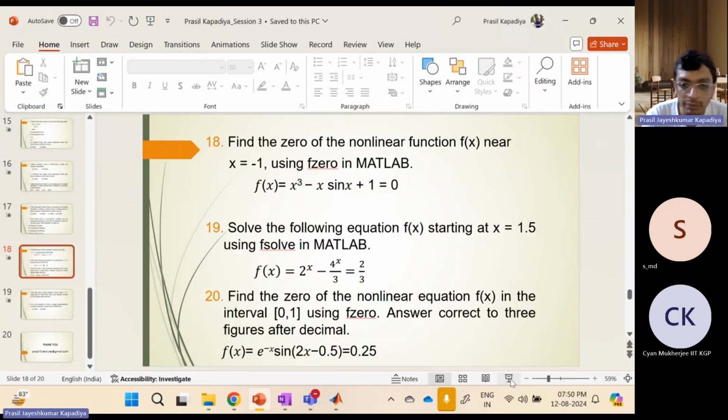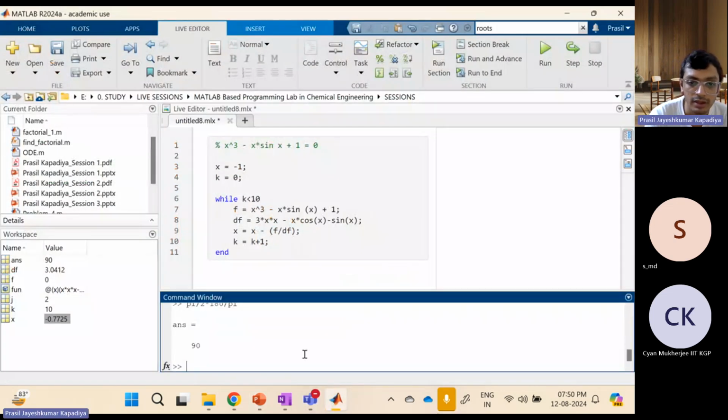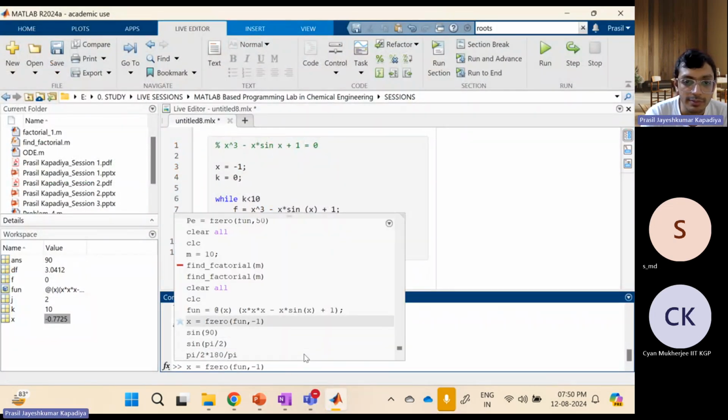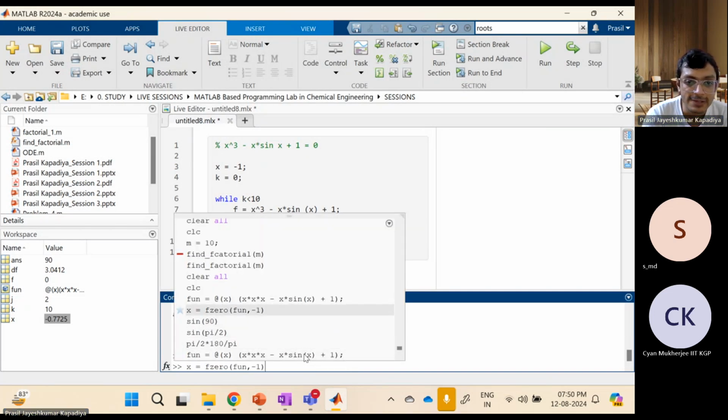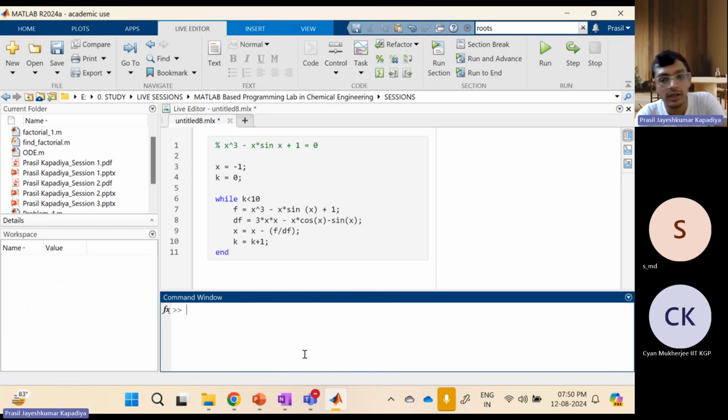Let's try to solve that same problem using the fsolve command. Function is this. I'm doing fsolve. So fsolve will also give you the answer. But we can't use the roots command because it's not a polynomial equation. Okay, I'm doing clear all, clc for the next question.